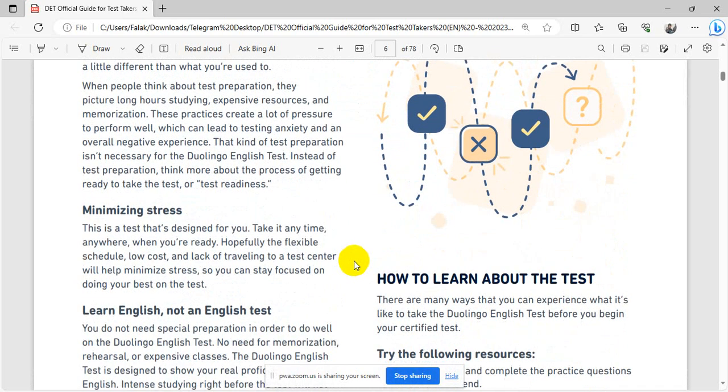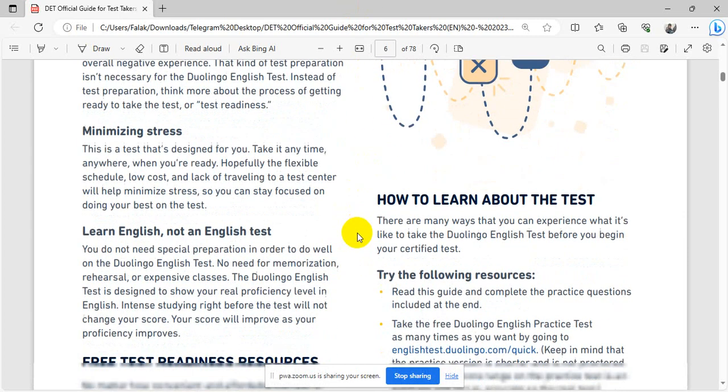On the test day, if you, for example, get out of the home and get a car, go to a test center, the process itself is stressful. But Duolingo does not have those kinds of stresses. You can, for example, take the test from your room with your own tablet or with your own computer, and that's really very flexible, and the cost is lower than other tests, so you don't need any traveling. So these things can help you minimize your stress.